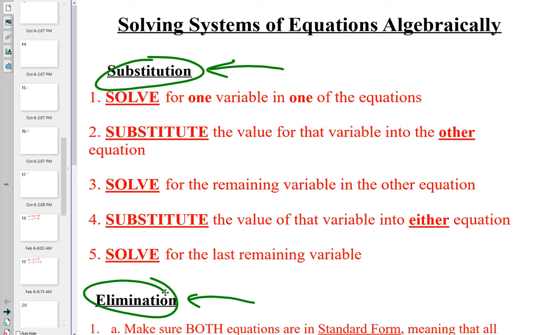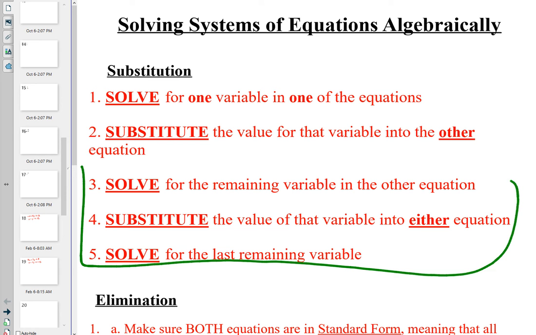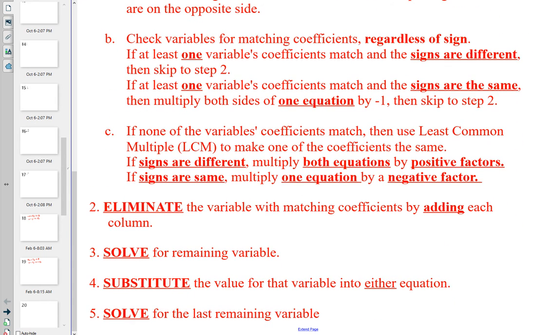Instead of just reading these to you, let's compare and contrast the steps for the two. And I'll actually start you at the end. What are the last three steps of substitution say to do? Solve, substitute, solve. I have underlined and capitalized the verb for you. What are the last three steps of elimination? They ask you to do the exact same things.